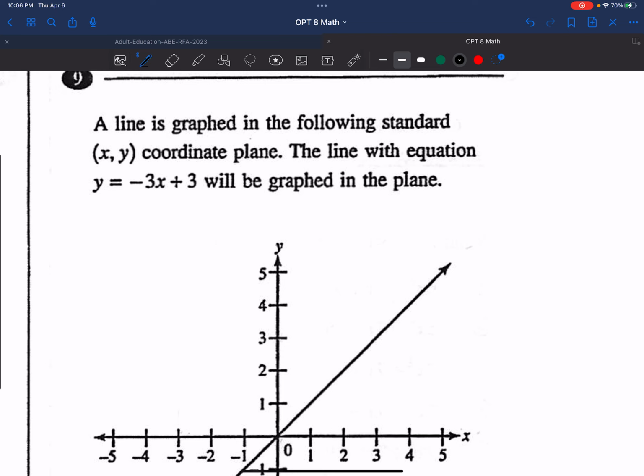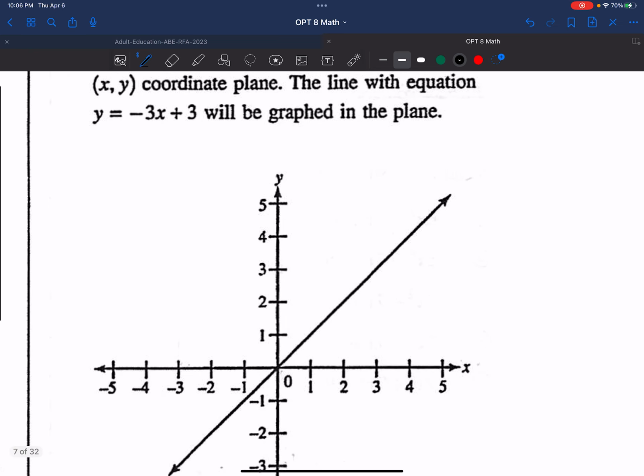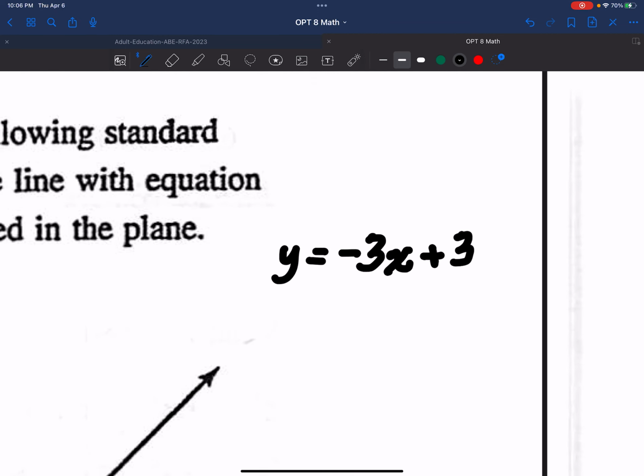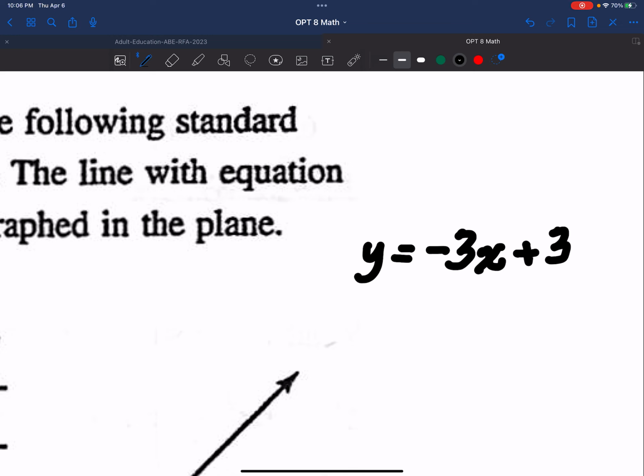So we have a line that's already graphed in the plane, and then we want to graph another line in the plane that fits this description: y equals negative 3x plus 3. So we have to understand how to read this formula, this equation, to be able to answer this question.